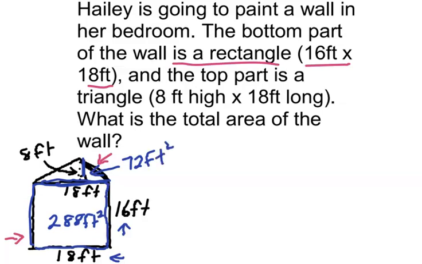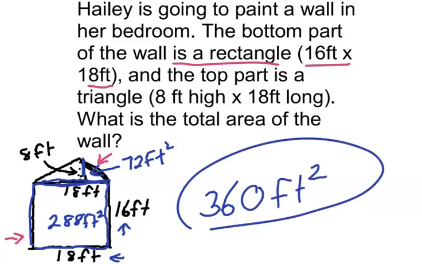So then we just put 72 plus 288, and that equals 360 feet squared. Okay, that's how much area would need to be covered if they are painting the wall, 360 feet squared.